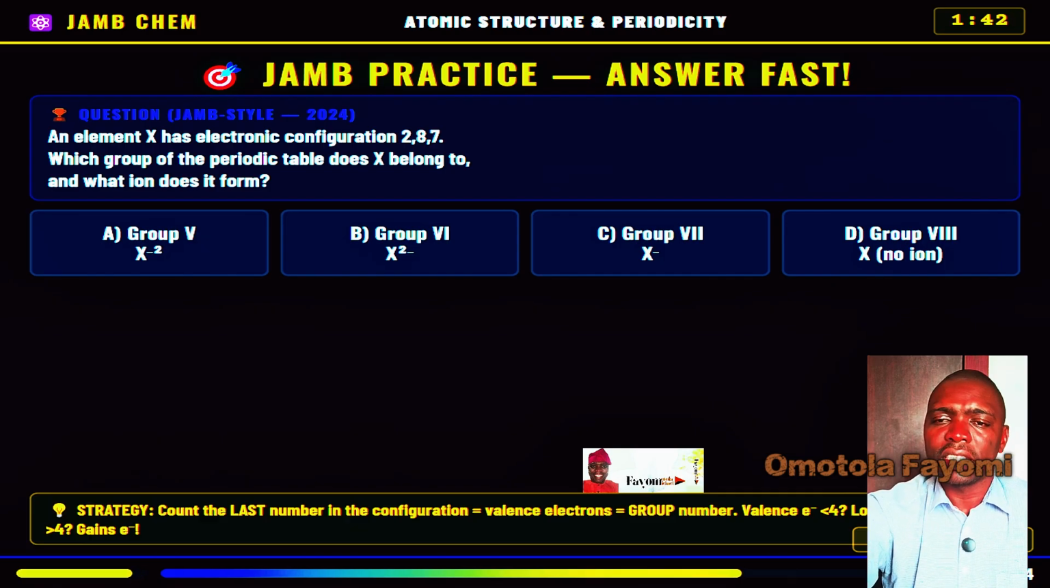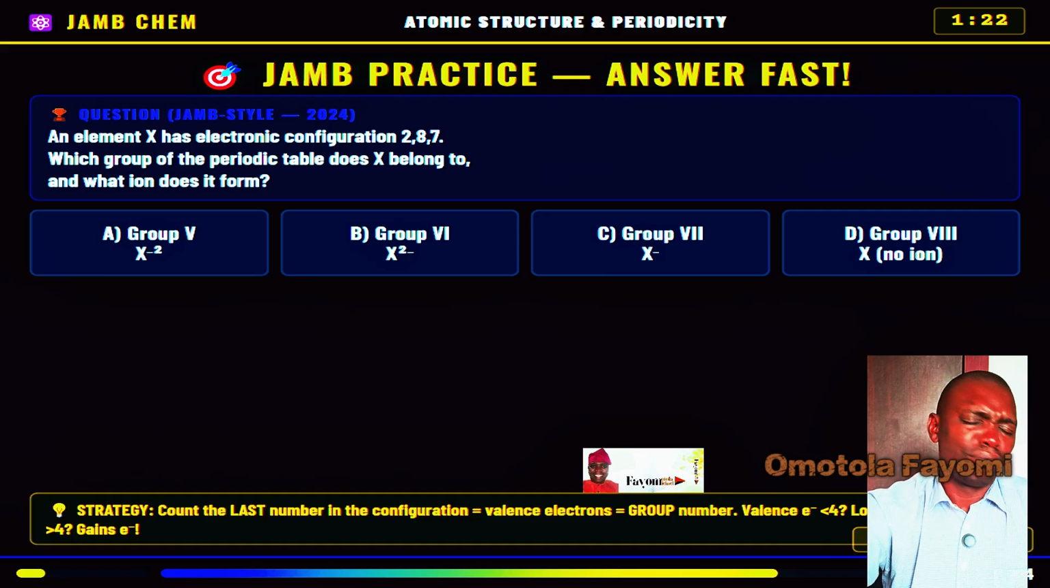Now, does it gain or lose electrons? 7 is more than 4, so it gains electrons. It needs just 1 electron more to complete the shell and reach 2,8,8, the argon configuration. So X gains 1 electron and becomes X-. The element is chlorine, Z equals 17.